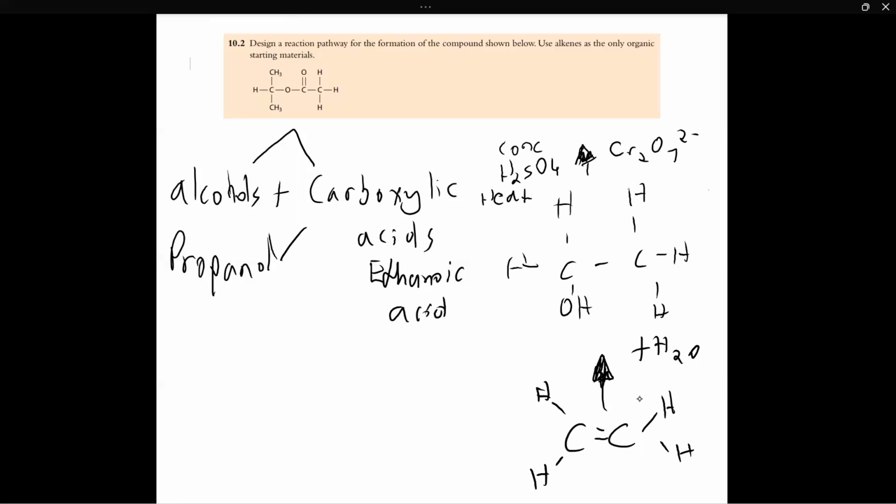So when you carry out this procedure, boom, you have got your ethanoic acid. We've learned about this, right? So simple. Look at that. We've already created our two ingredients. That's it. There you go. We have our two ingredients: ethanoic acid and propanol. Now all we have to do is combine these two, and there you go. You have got your ester.